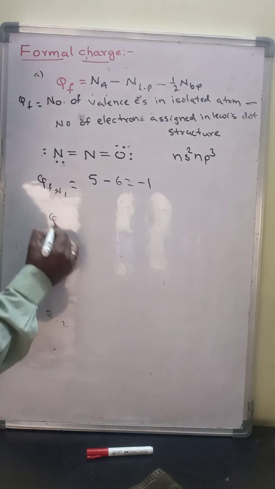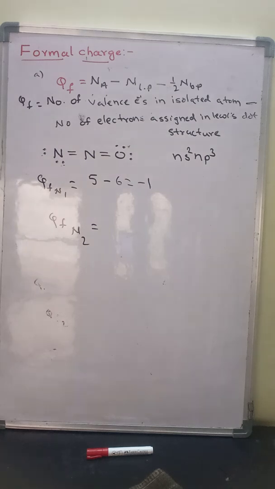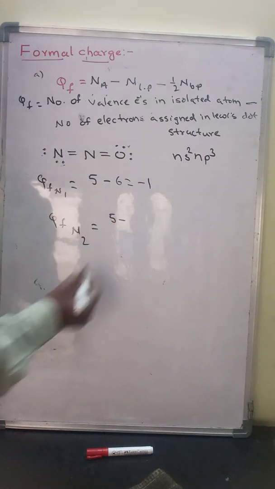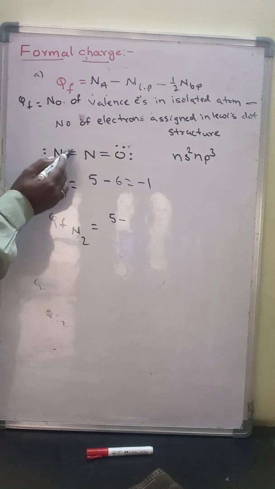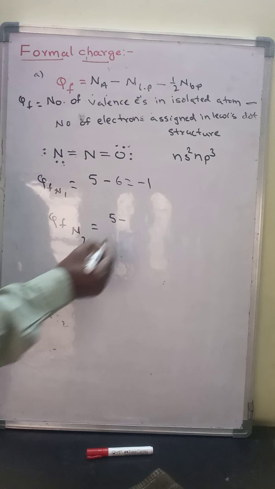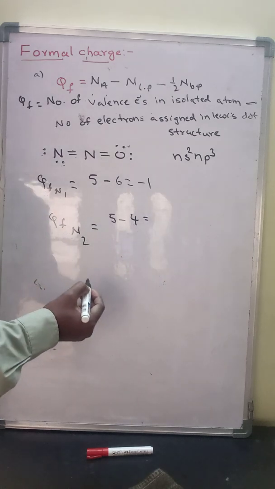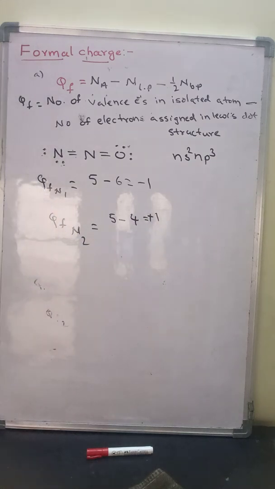Next, come to the second nitrogen atom. The number of valence electrons is 5, minus, now in this Lewis dot structure, 1, 2, 3, 4. 4 electrons belong to that central nitrogen. Now 5 minus 4 means plus 1. So the formal charge of the second nitrogen is plus 1.